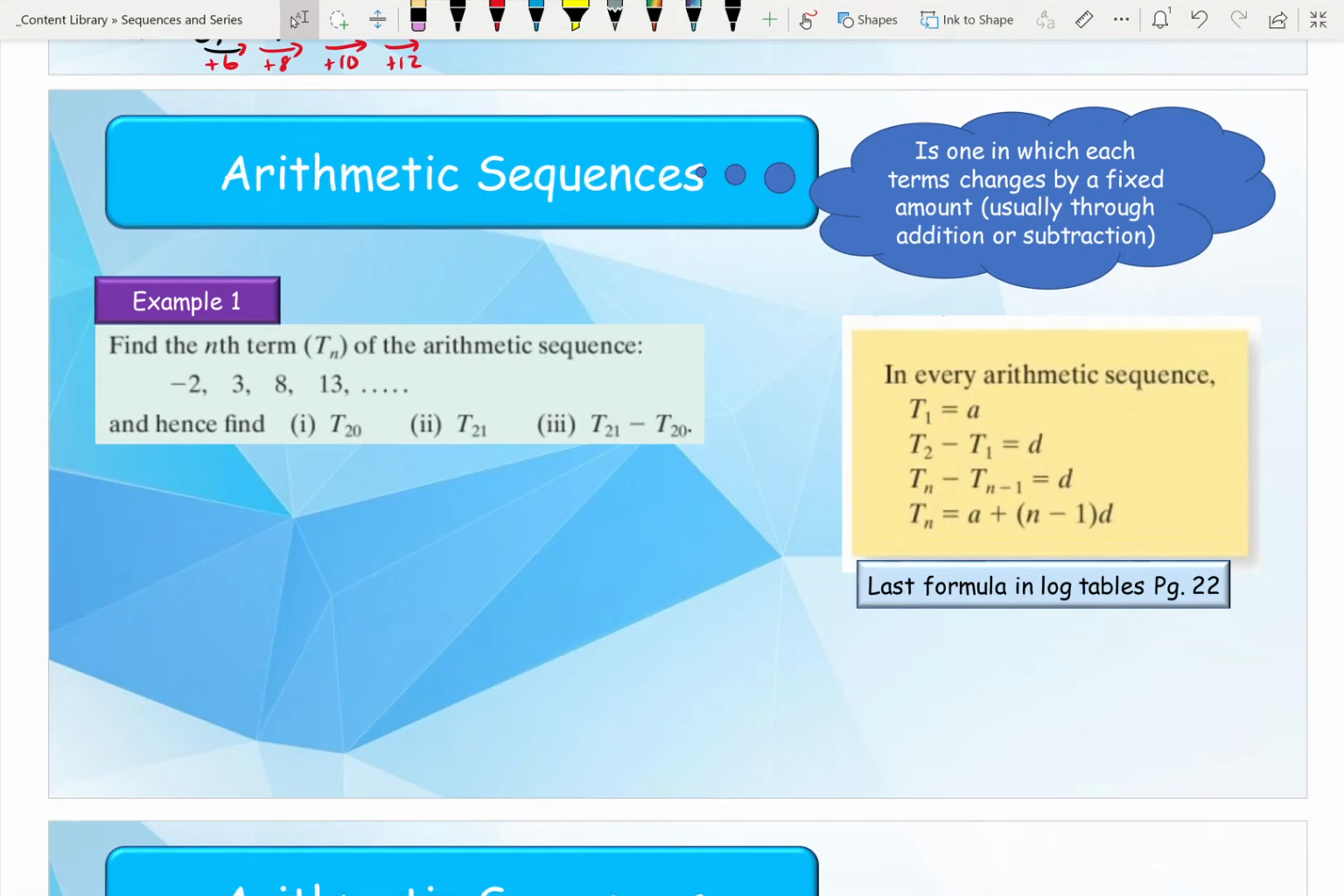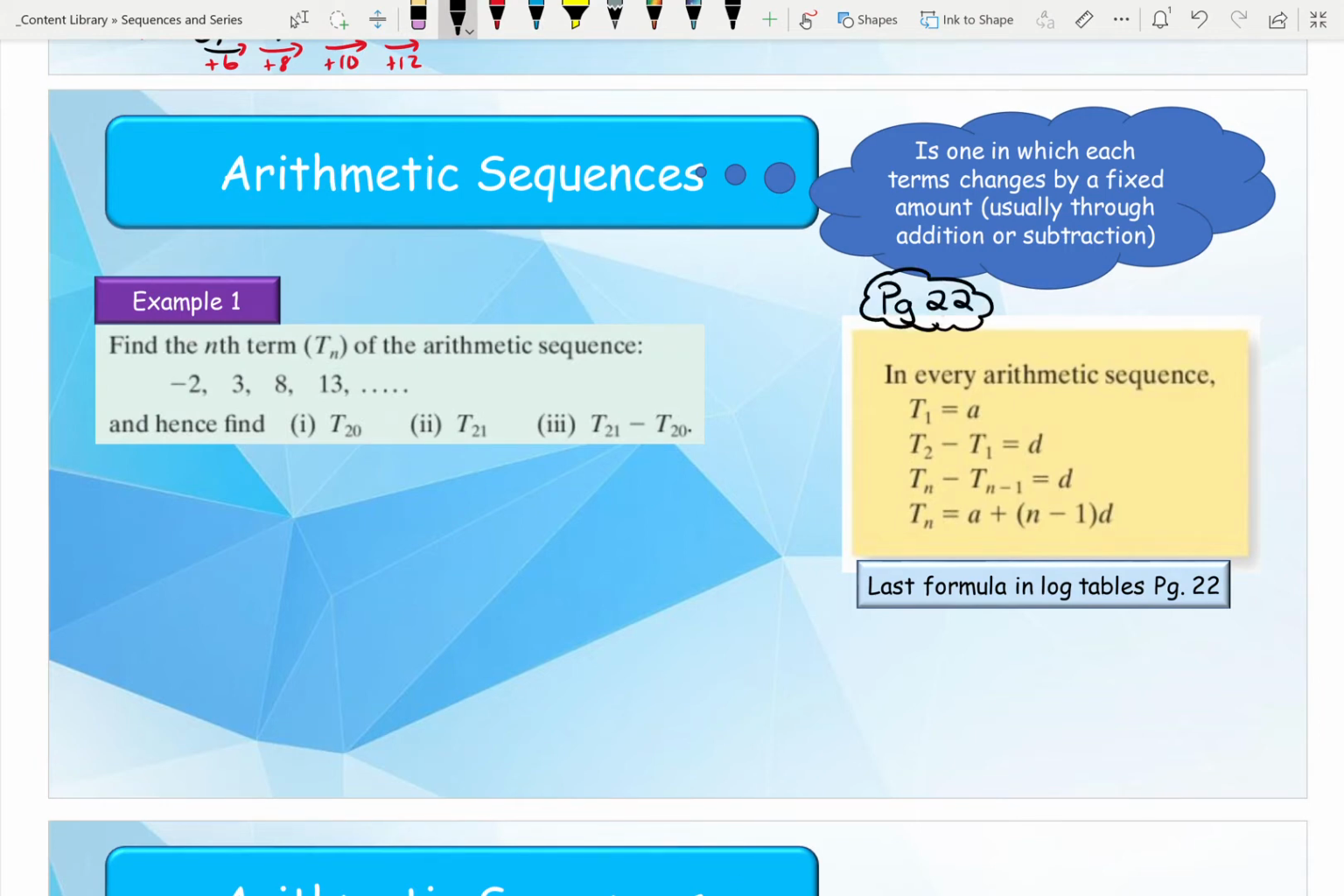Welcome back, guys, and in this tutorial we're going to be looking at arithmetic sequences. Now, an arithmetic sequence is one in which each term changes by a fixed amount, usually through addition or subtraction. At Junior Cert, we would have referred to these as linear sequences, which are very similar. If you turn to page 22 in your log tables, you're going to see some of the formulas that we're going to need.